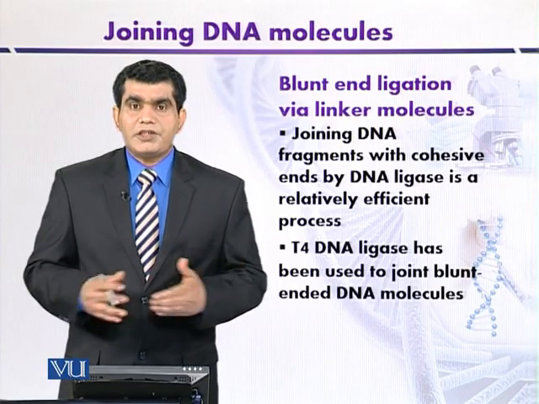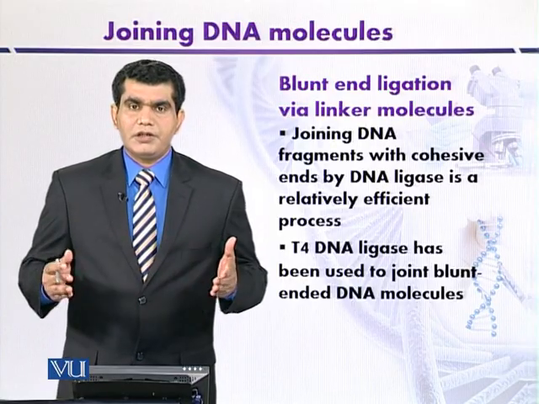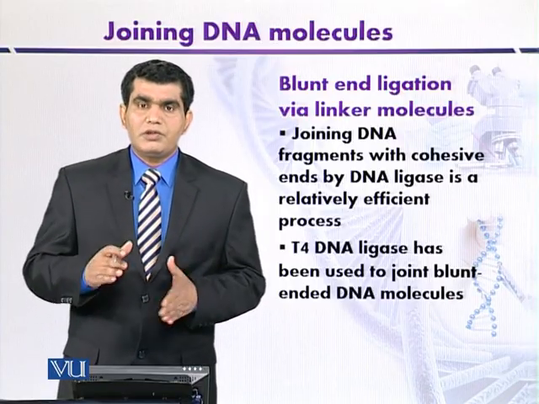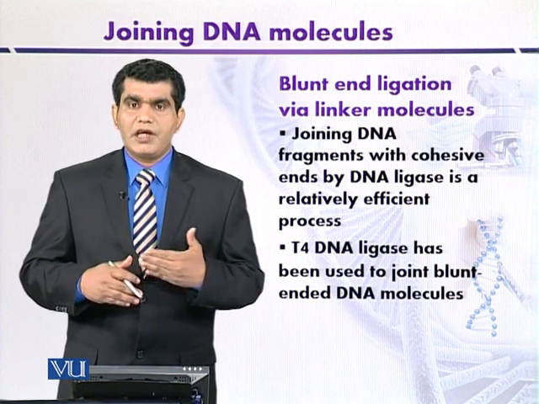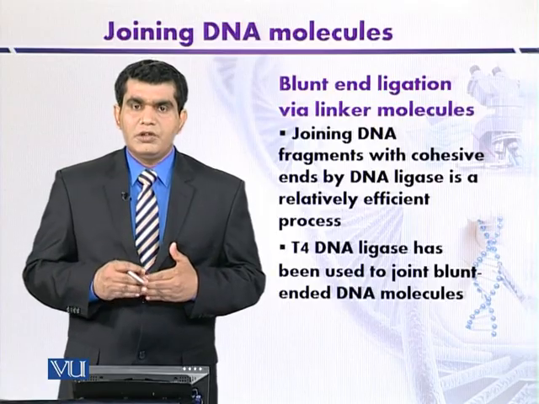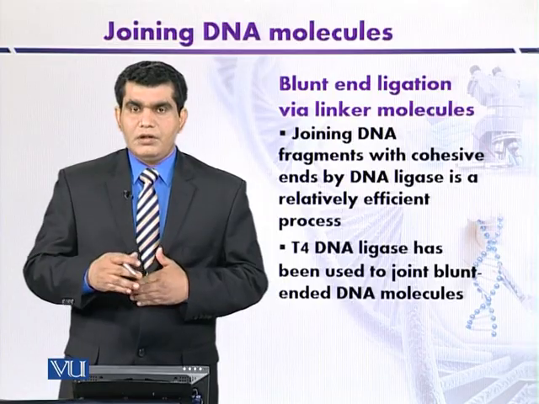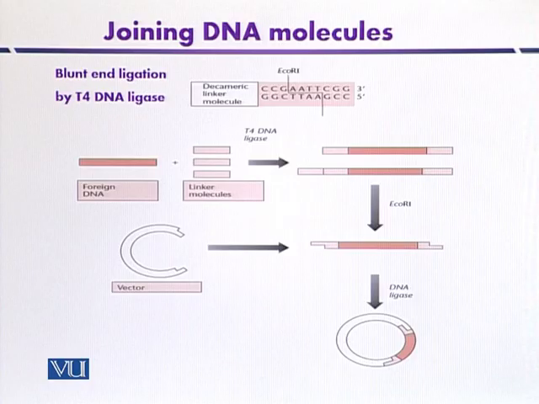For example, the fragments produced by treatment with restriction enzymes like HaeIII have blunt ends. T4 DNA ligase can mediate ligation, but if it is carried out with the help of linker molecules, it is more advantageous for gene manipulation procedures. This diagram will explain how blunt end ligation can be carried out using T4 DNA ligase.